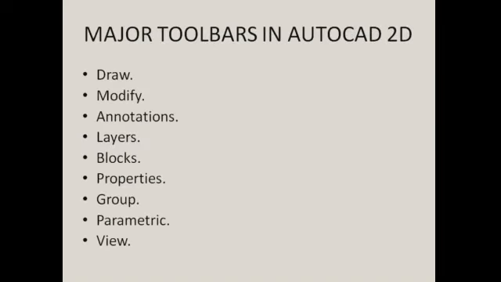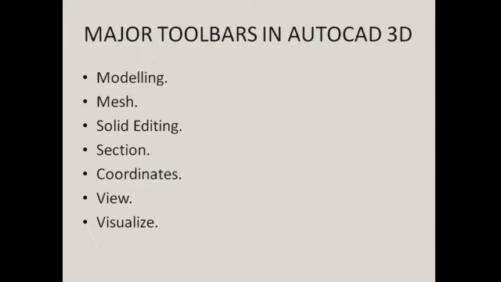What are the major toolbars in AutoCAD 2D? Draw, modify, annotations, layers, blocks, properties, group, parametric, and view. These are the major toolbars in AutoCAD 2D. Draw is for drawing, modify is for modification, annotation is for texting, layers is for color coding, blocks is for block representation, and then properties, group, parametric, and view. View is for seeing the different orientation planes from top view, front view, similar to that other all orthographic views.